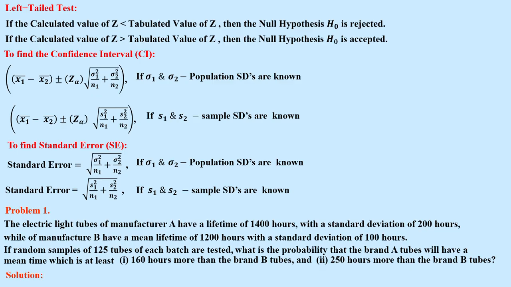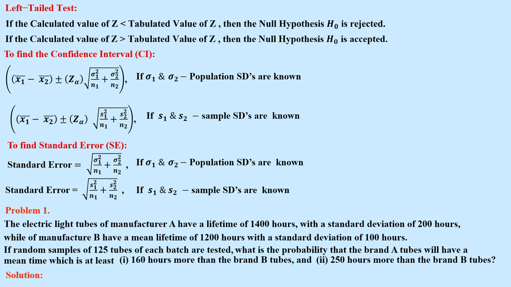So the electric tube manufacturer's lifetime is the mean, right? He is taking a sample from each, brand A and brand B. So he is taking equal sample sizes, n1 equal to 125, n2 equal to 125. Here the mean lifetime is x1 bar and x2 bar, right?